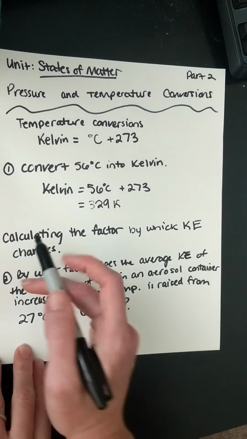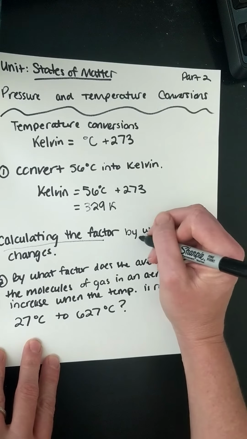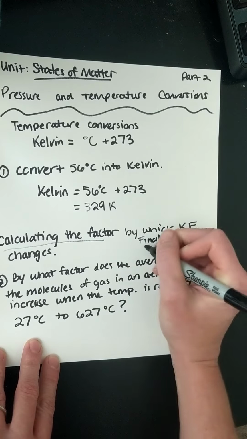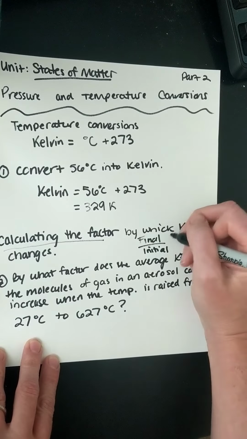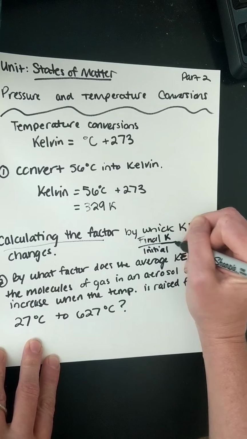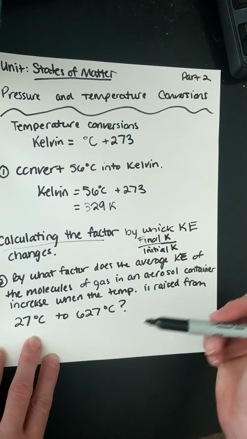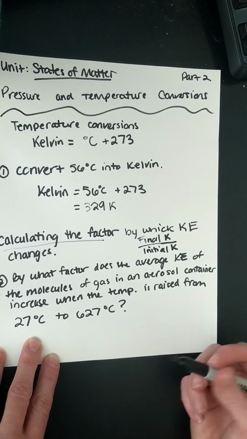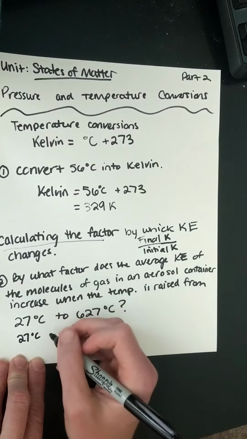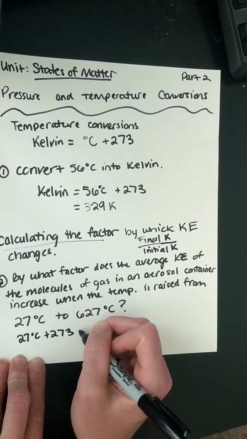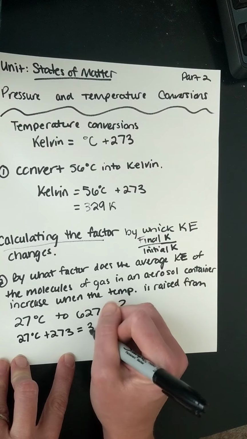Anytime we calculate factors, you always put the final divided by the initial. But the only thing is we always have to have the temperatures in Kelvin to do this. Here we have Celsius, so the first step is we need to convert. Let's convert both of those. 27 degrees Celsius plus 273 gives me my initial, which is, when I add those together, 300 K.